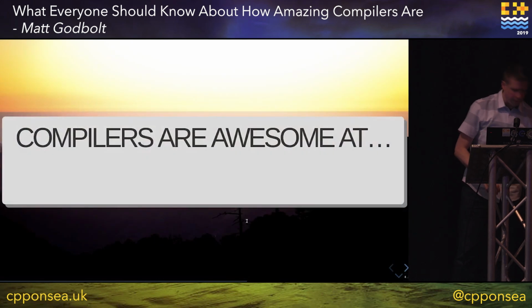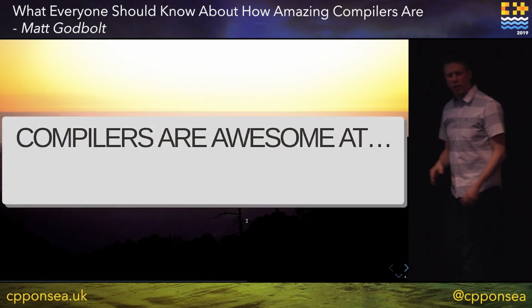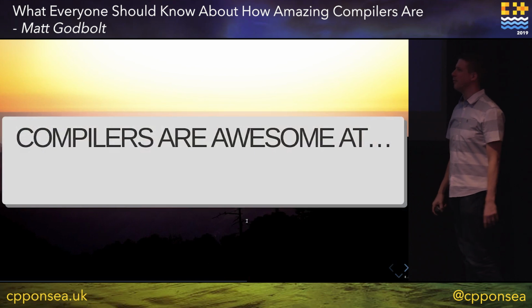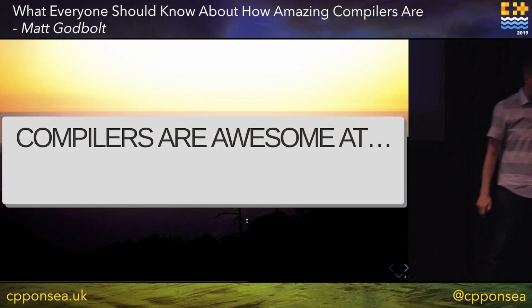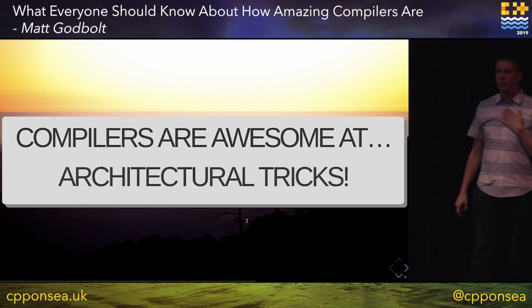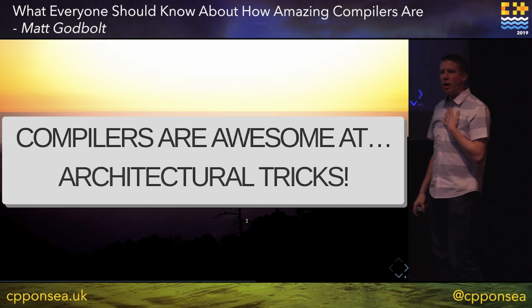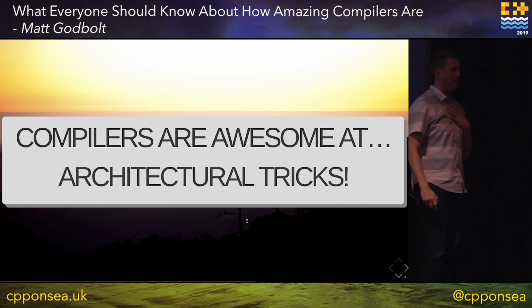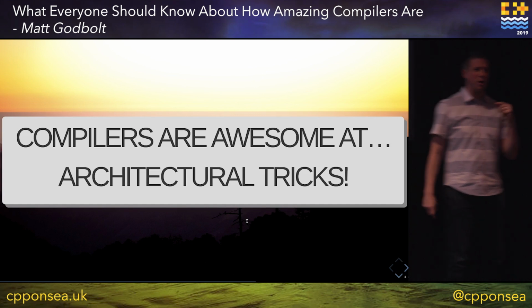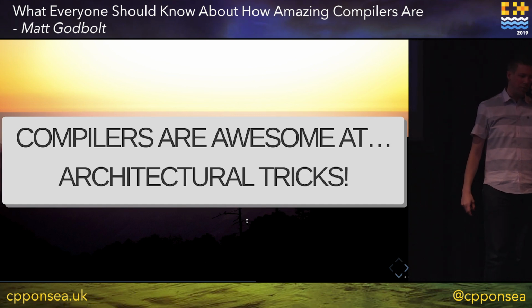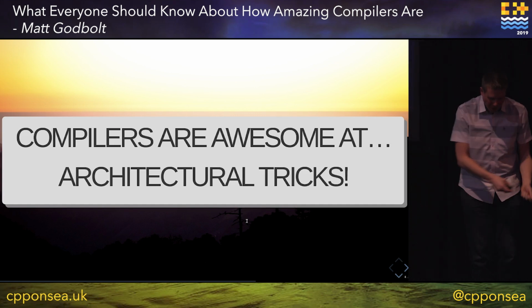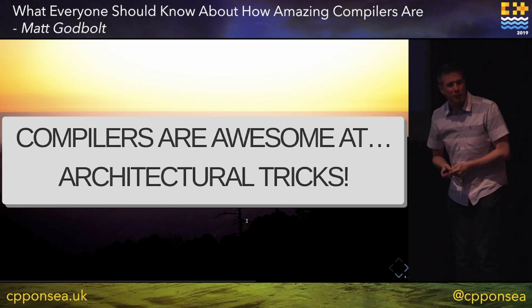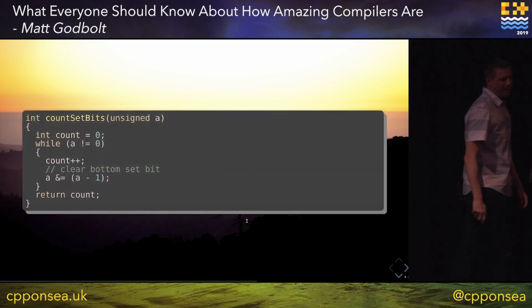What else are they awesome at? And I'm sure there are much better examples of control flow analysis and constant evaluation and code hoisting and things. But the thing that's closest to my heart are architectural tricks. What do I mean by that? I mean, the LEA thing we saw earlier is a kind of example of an architectural trick, where a specific instruction has been dusted off and used for something that was never really intended for.